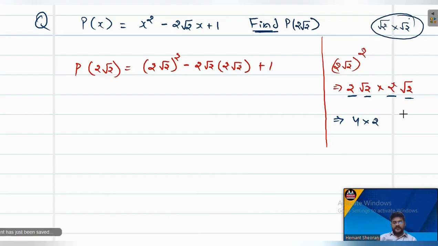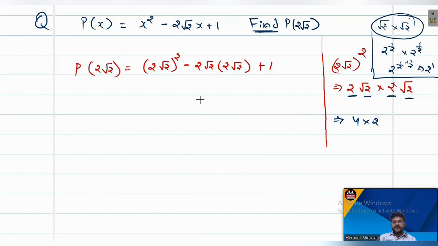And the reason is you can apply the law of indices. How? It is 2 raised to power half times 2 raised to power half. Base is same, we can add up the powers. So power will become what? Half plus half, that is a 1. So 2 raised to power 1 we are having. Get it?